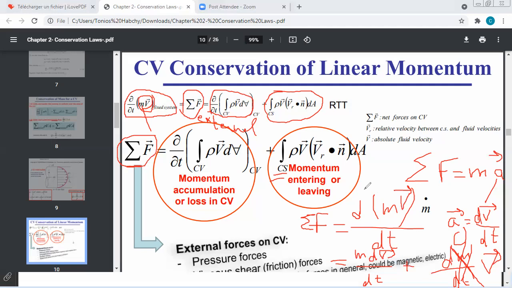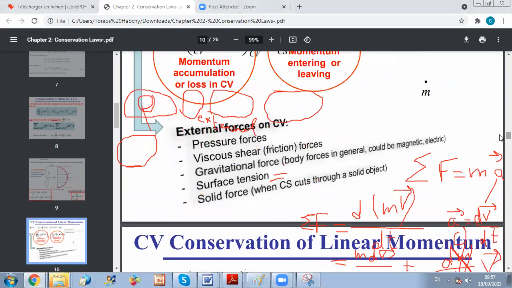Okay, so now let us interpret what are the possible forces that can act on our system. You have a variety of forces. All forces that can be applied on your control volume include the pressure forces, the viscous and shear forces, which are equivalent to friction. You also have the gravitational forces, which are body forces in general, and they could be magnetic or electric. You have the surface tension forces, and you have solid forces, when you have a control surface cutting through a solid object. So we have a variety of forces that can be applied on our control volume.